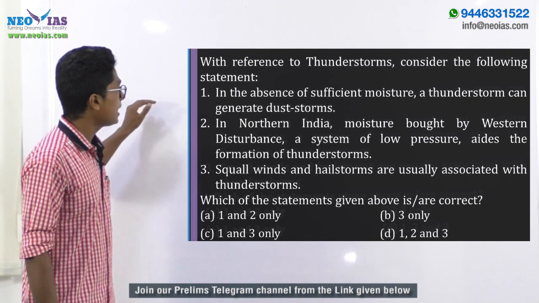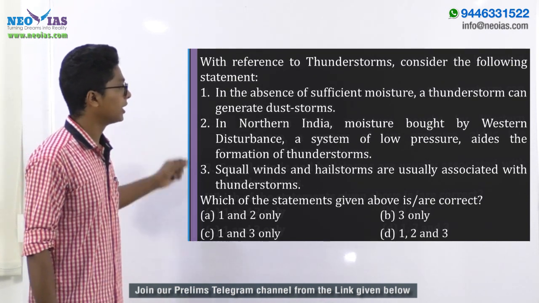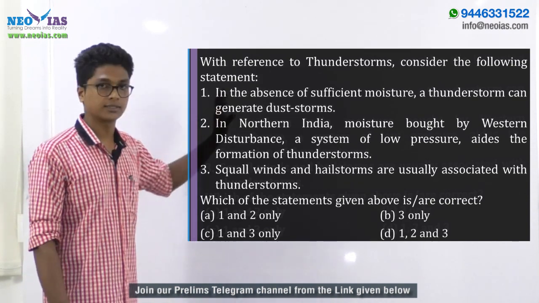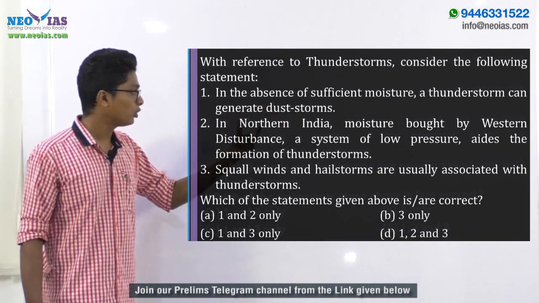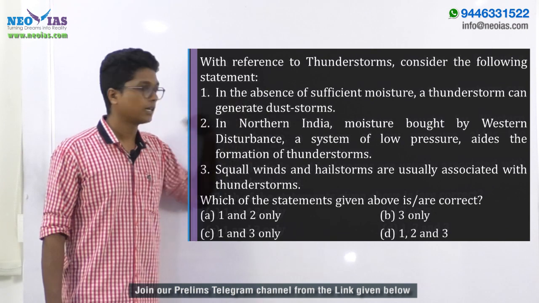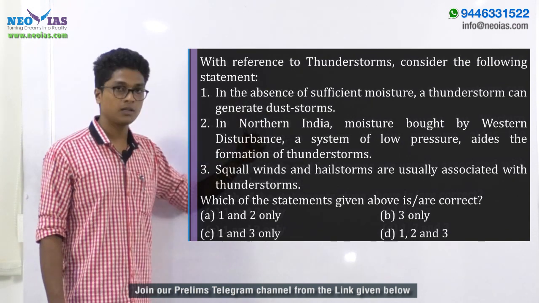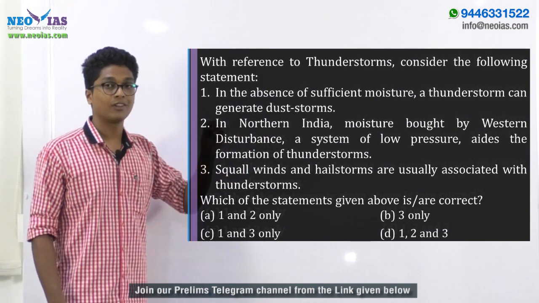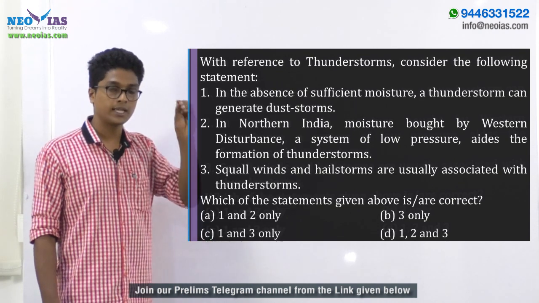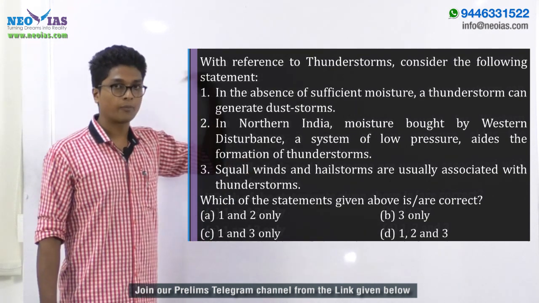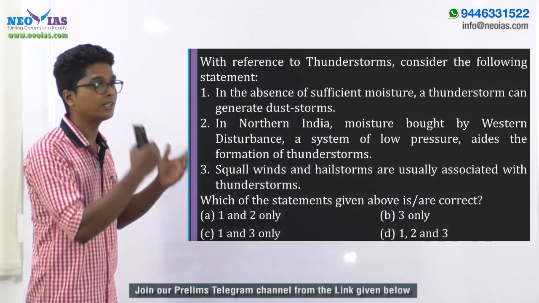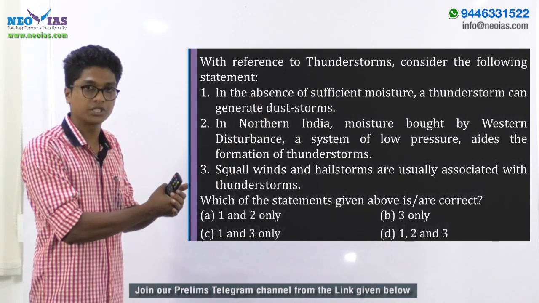The first one: in the absence of sufficient moisture, a thunderstorm can generate dust storms, which is true. As you have already seen, in the absence of moisture, the thunderstorm can generate dust storms. Dust storms are nothing but the upward moving wind carrying all the fine dust particles upward, and they will settle down in some other place, which can cause huge destruction.